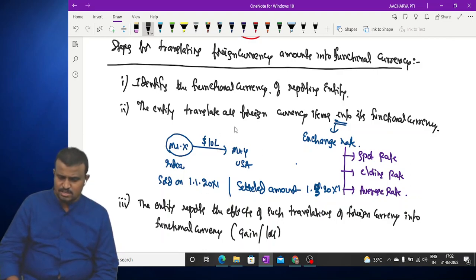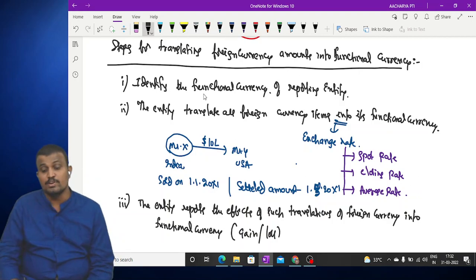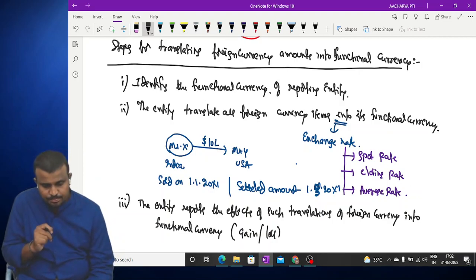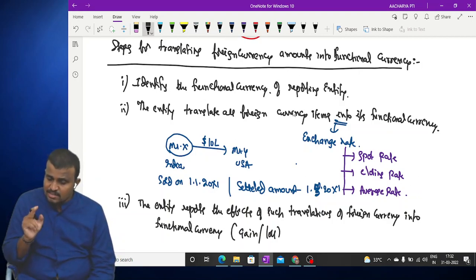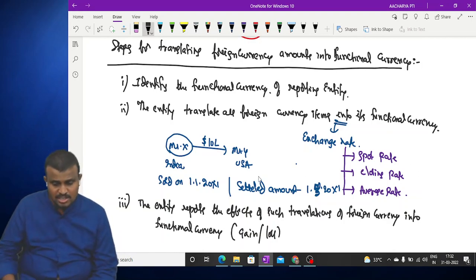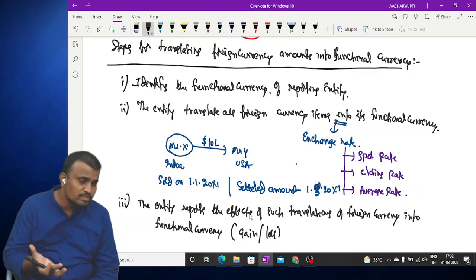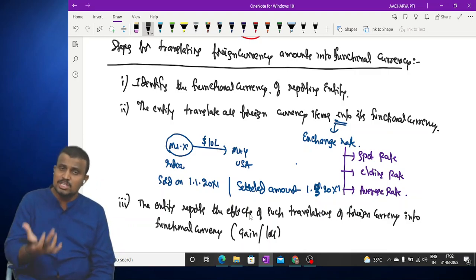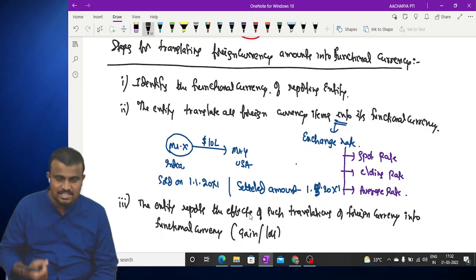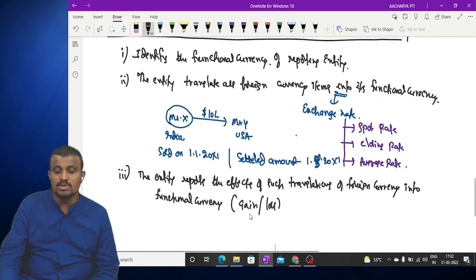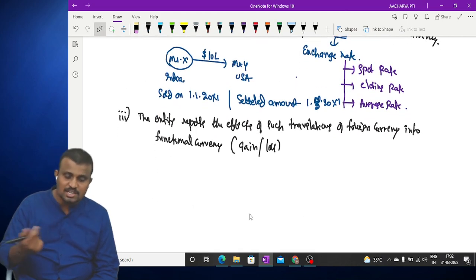So these are the general steps. First, we have to identify what is the functional currency of the reporting entity. Second, the entity translates all foreign currency items into the functional currency, and the entity reports the effects of such transactions of foreign currency into the functional currency. That is nothing but how to account for the gain or loss created due to the changes in exchange rates while translating the foreign currency into the functional currency.